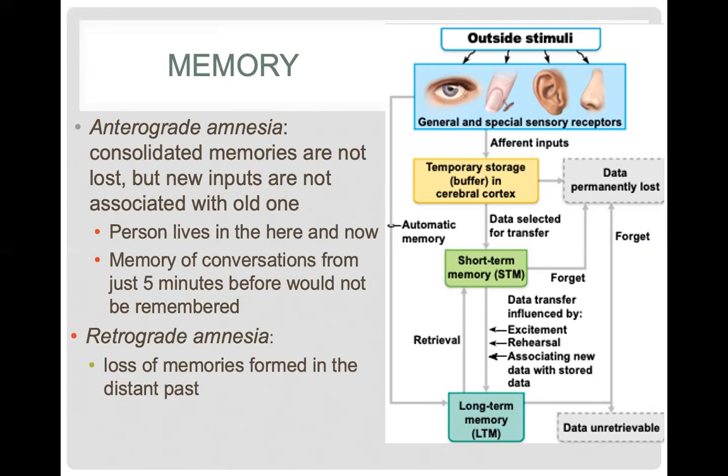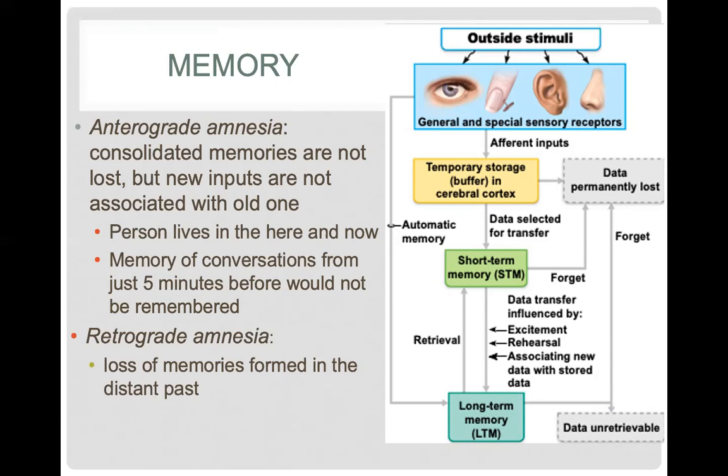The person lives in the here and now, and they will not be able to remember information from after their accident. So if you ever watched 50 First Dates, basically she had anterograde amnesia. She had her old memories, but nothing new would be able to be memorized, added to her memory.